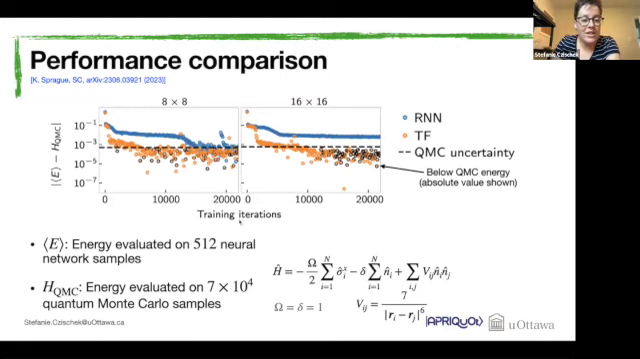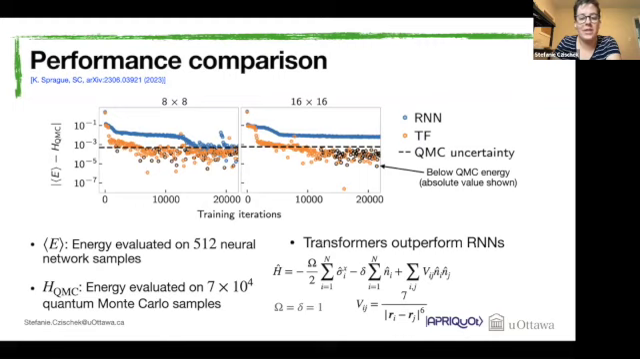And now you see this energy difference as a function of the training iterations. And what we find is that they all converge pretty well. So we get pretty small energy differences for the transformer and for the recurrent neural network. Apparently, if we go to larger systems, like 16x16 atoms, the RNN does not perform that well anymore, while the transformer still performs extremely well. What is also really nice is that the transformer converges much faster than the RNN.